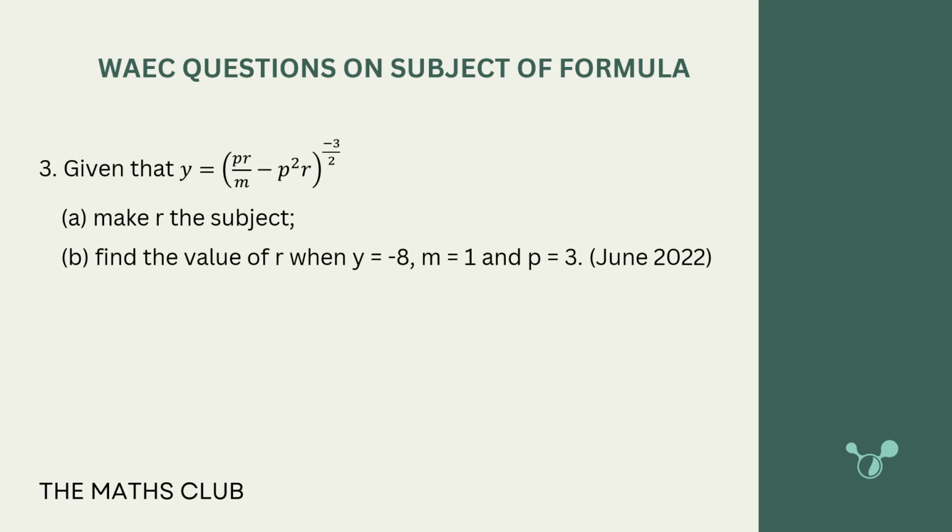Great. Next question says that given that y is equal to pr over m minus p square r all raised to the power of minus 3 over 2, we should make r the subject of the formula, and then we should find the value of r when y is equal to minus 8, m is equal to 1, and p is equal to 3. I want you to pause the video and try it out yourself. Welcome back. Let's solve it together.